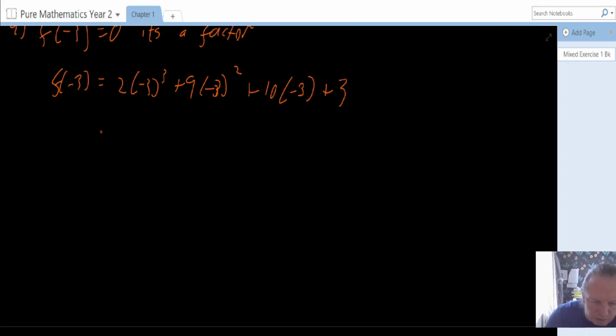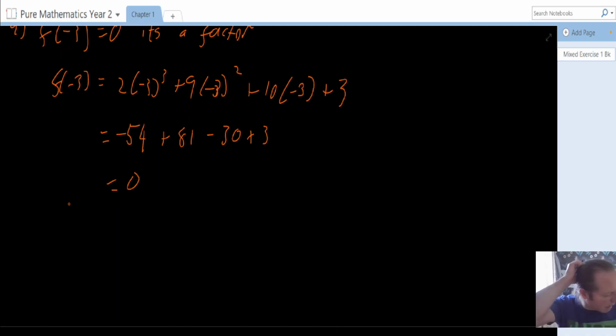Okay, what do we get then? 2 27s is 54, and we should be in the negative for that because it was minus 27. Then 9 times 9 is positive 81, negative 30 plus 3. So minus 54 plus 81 minus 30 plus 3 is 0. So it is a factor.